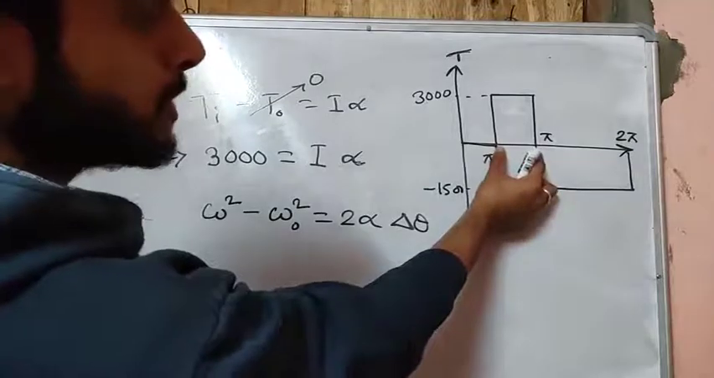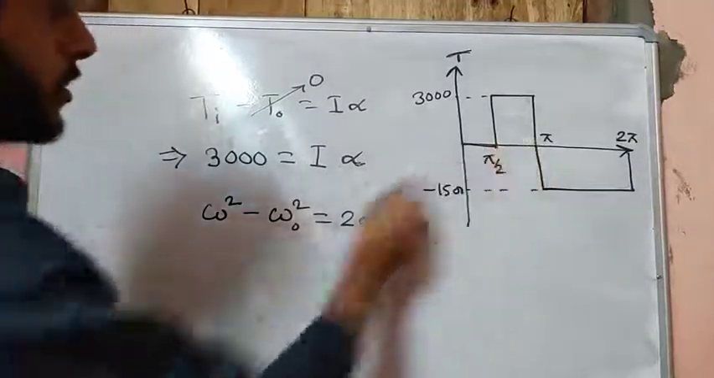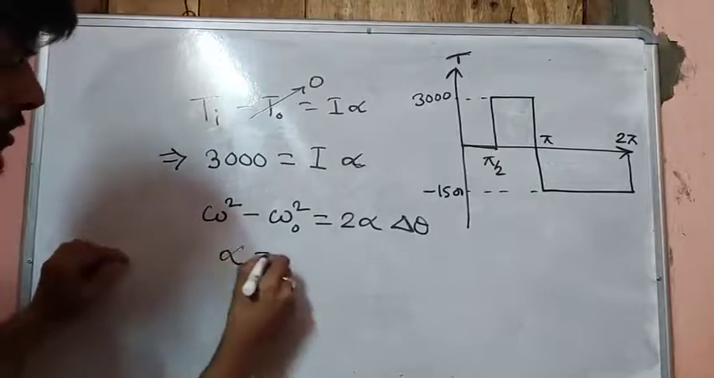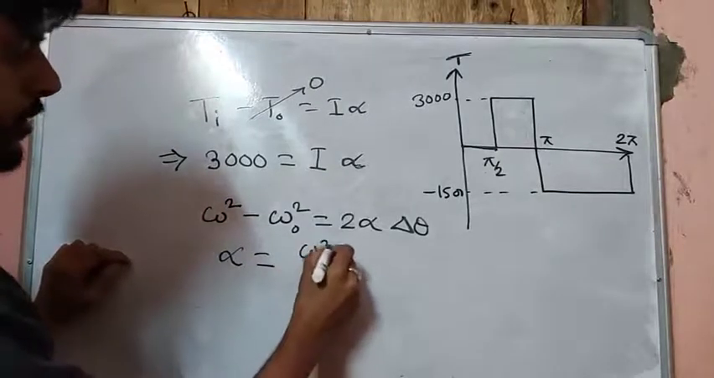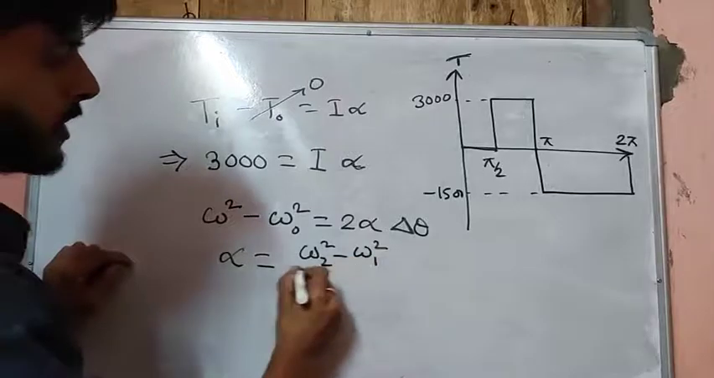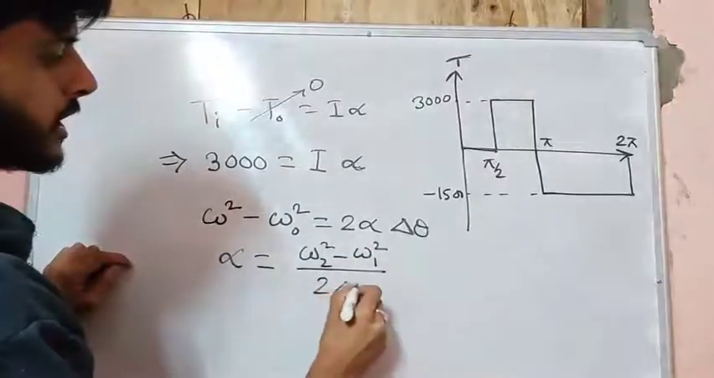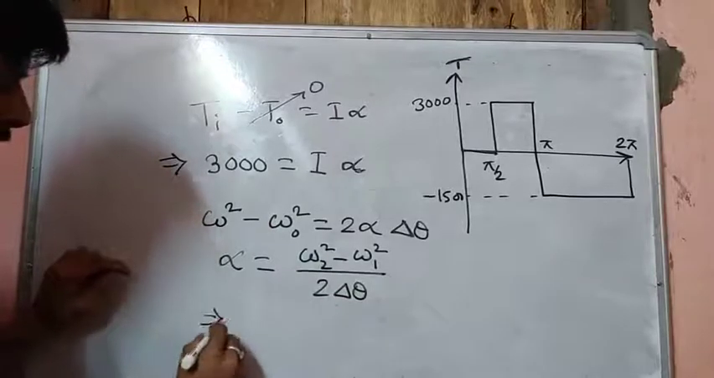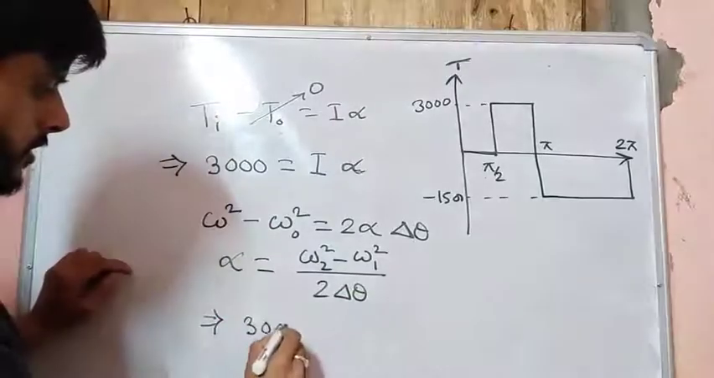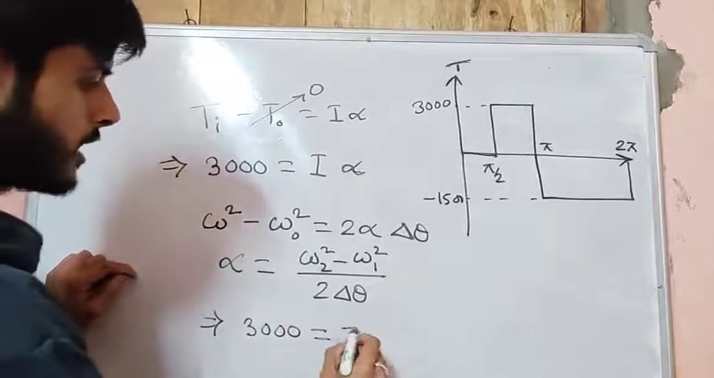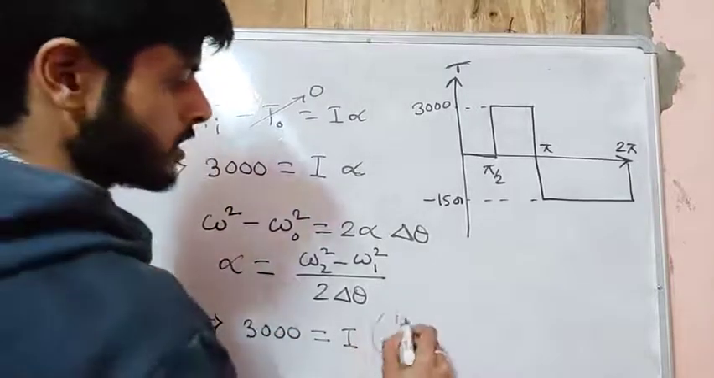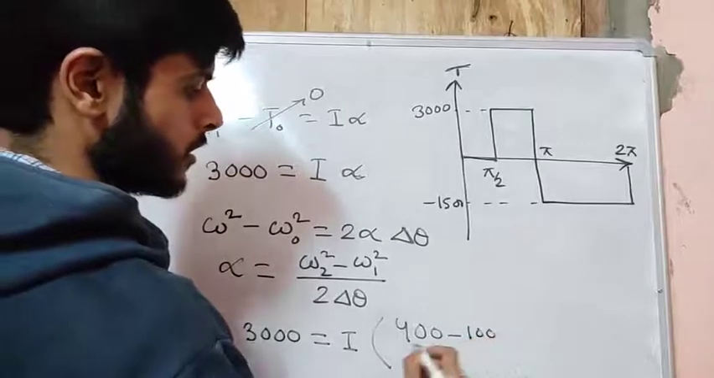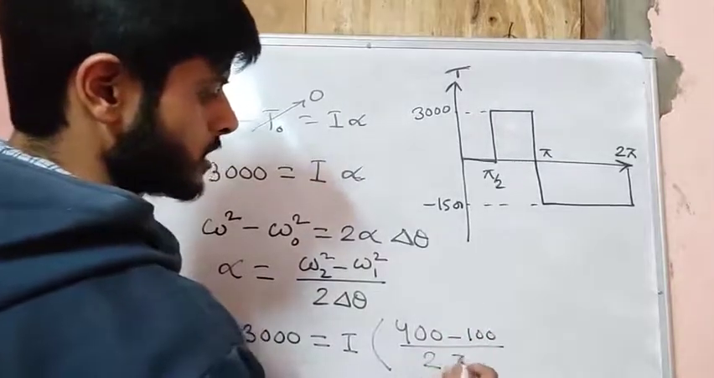Delta theta is known as pi by 2 in this stroke. Omega square and omega naught square are known from the graph. So we know that alpha is equal to omega 2 square minus omega 1 square divided by twice delta theta, right? This alpha we will substitute over here. So from this we get 3000 equals I times omega 2 square minus omega 1 square, that is 20 square minus 10 square, divided by 2 times delta theta, which is pi by 2.